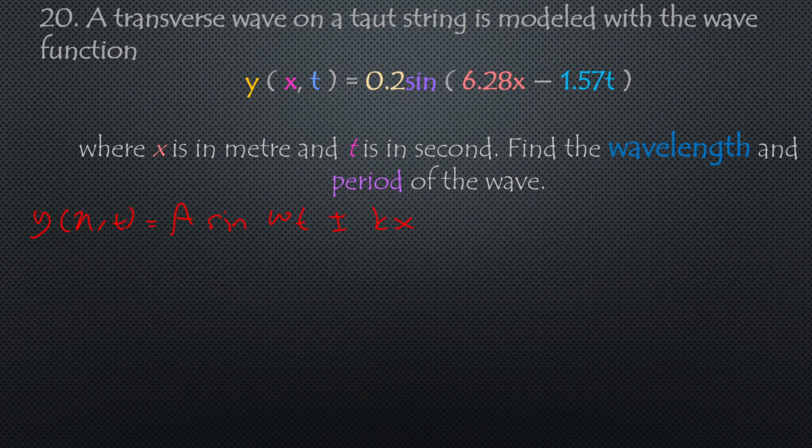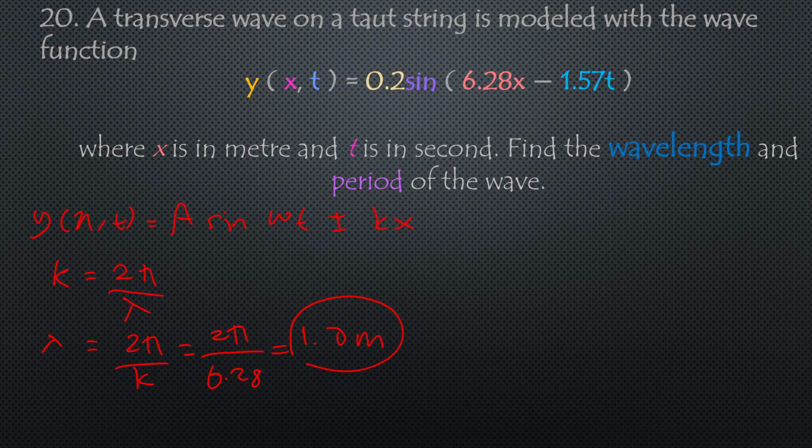So what is the relationship of wavelength and period in this general equation? How to get the wavelength? We will use the value of k, the wave number, and the formula is k equal to 2 pi over lambda, where lambda is the wavelength. So lambda is equal to 2 pi over k. Let's substitute the value: 2 pi over 6.28. So we get 1, and the unit for lambda is meter. So the value for lambda here is 1 meter.